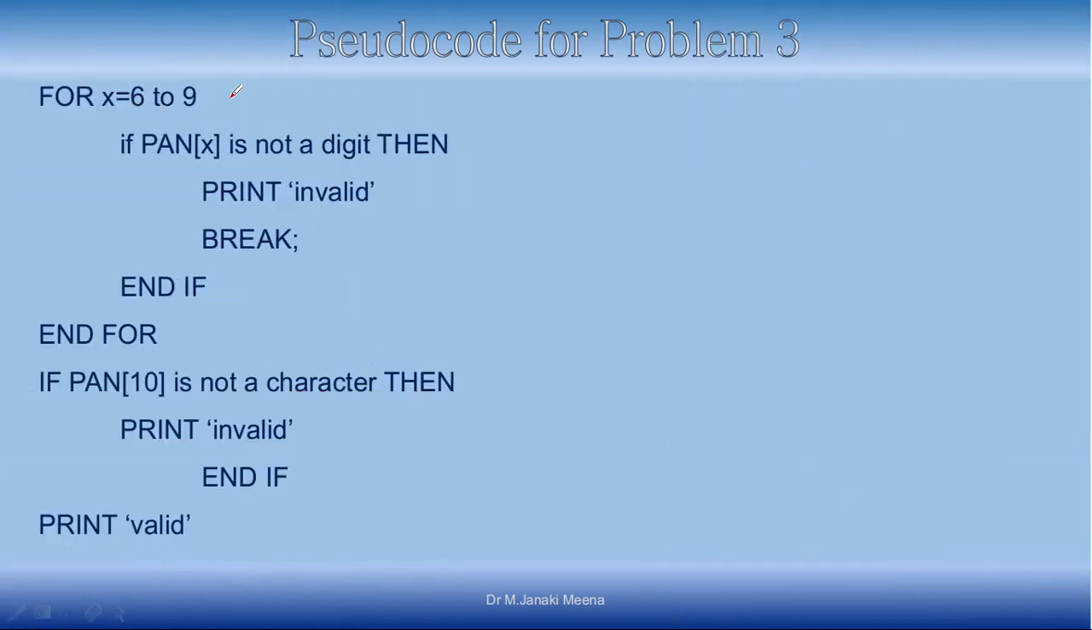From position 6 to 9, we check whether they are digits. If they are not digits, then we print invalid and break and come out. For the last character, here this is the human interpretation of the index, so the last one will be at index 10. If it is not an alphabet, then you print invalid and come out. This is the algorithm.